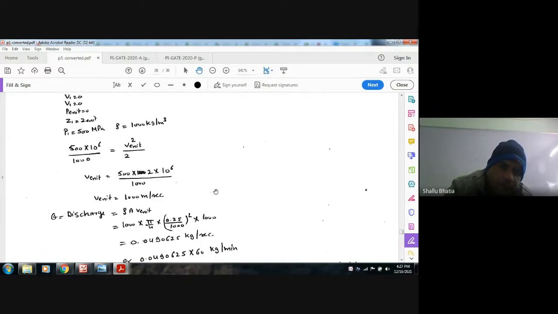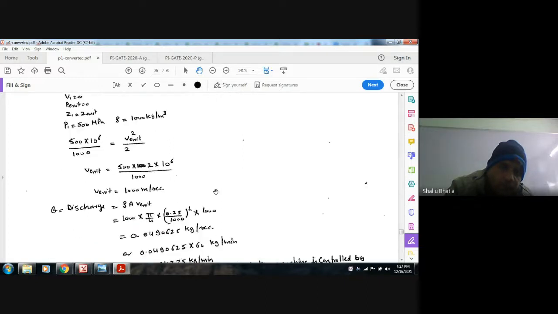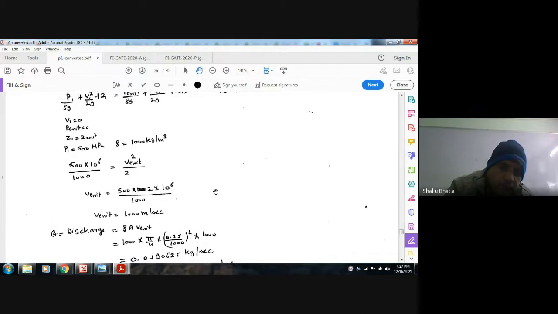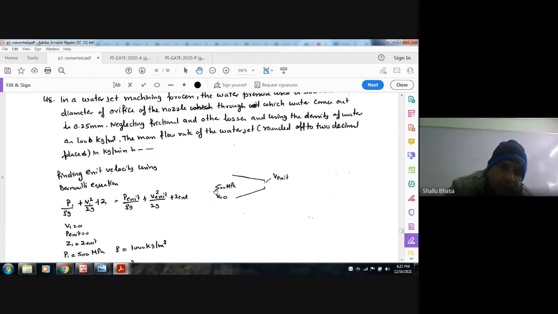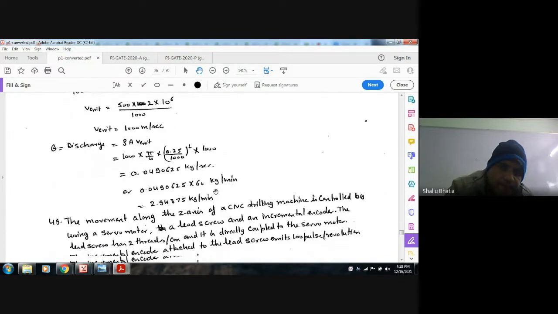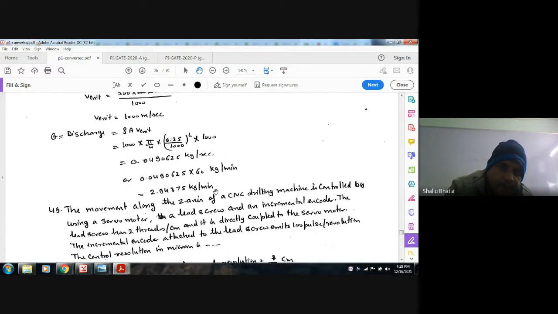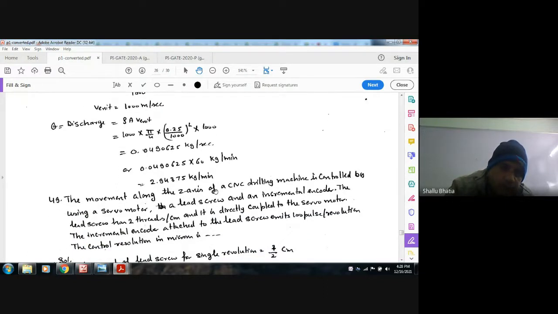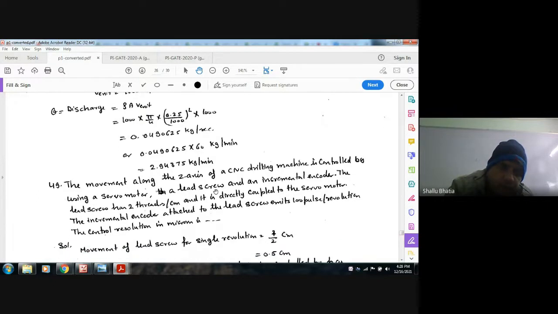So discharge is rho A V exit. Now we have V exit. A is from the diameter. Diameter is 0.25 mm, and rho is 1000. So by using this, we calculate 0.049 kilogram per second as discharge. Now we can convert it into kilogram per minute also, by multiplying by 60.